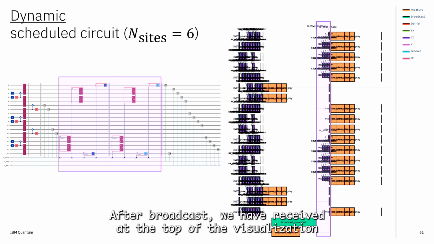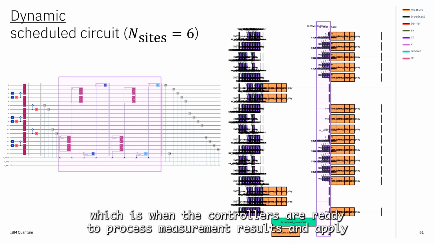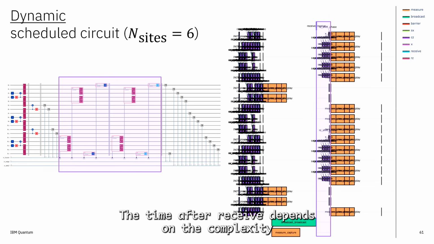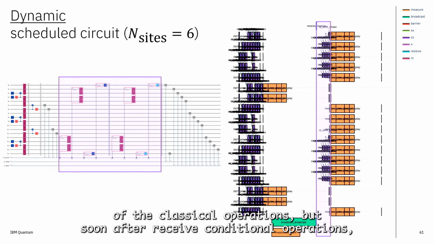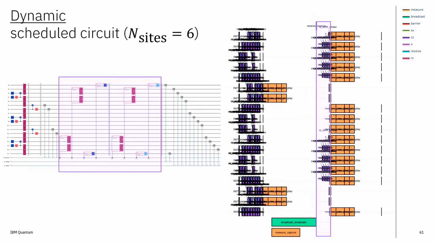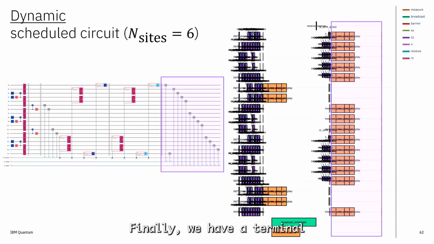After broadcast, we have receive at the top of the visualization, which is when the controllers are ready to process measurement results and apply feed-forward operations. The time after receive depends on the complexity of the classical operations, but soon after receive, conditional operations, in this case a swap operation with 3 2-qubit gates, are applied. Finally, we have a terminal measurement layer at the end.